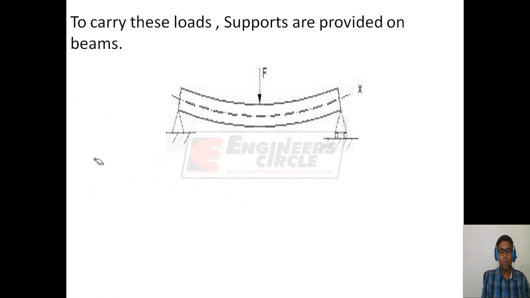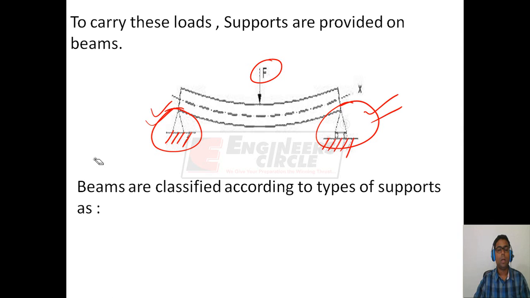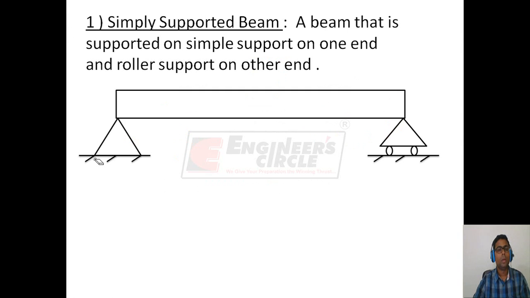Now, to carry this load F, supports are provided on the beam. So, these are the supports which are provided on the beam. These supports are grounded. Beams are classified according to the types of supports. The first is the simply supported beam.